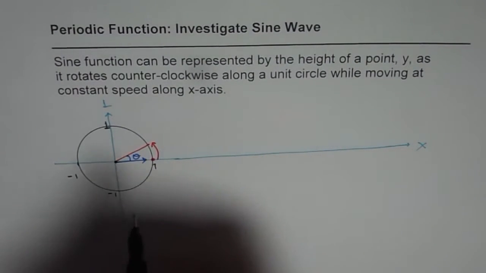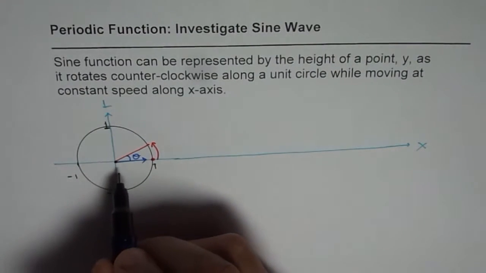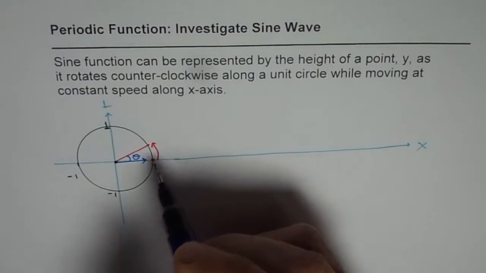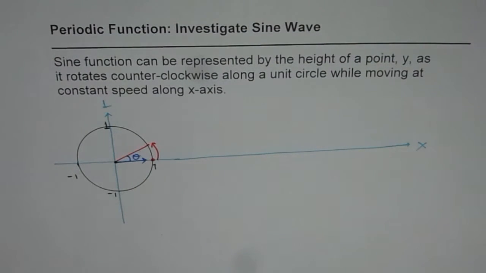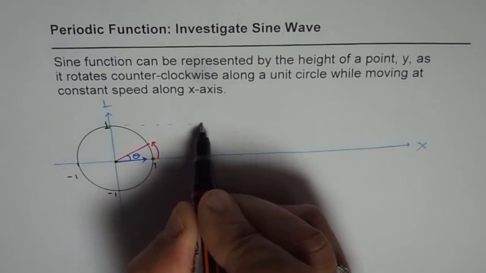That means what is happening is that as the point moves along the circular path, the center of the circle moves towards the right, and therefore what really happens is that we generate a wave, and that wave is the sine wave, which we will be talking about. So let me sketch it and then we'll describe it.